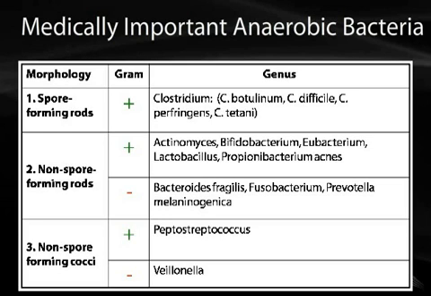The gram-negative non-spore-forming rods include Bacteroides fragilis, Fusobacterium, and Prevotella. Non-spore-forming cocci of gram-positive type include Peptostreptococcus, and gram-negative you have Veillonella.